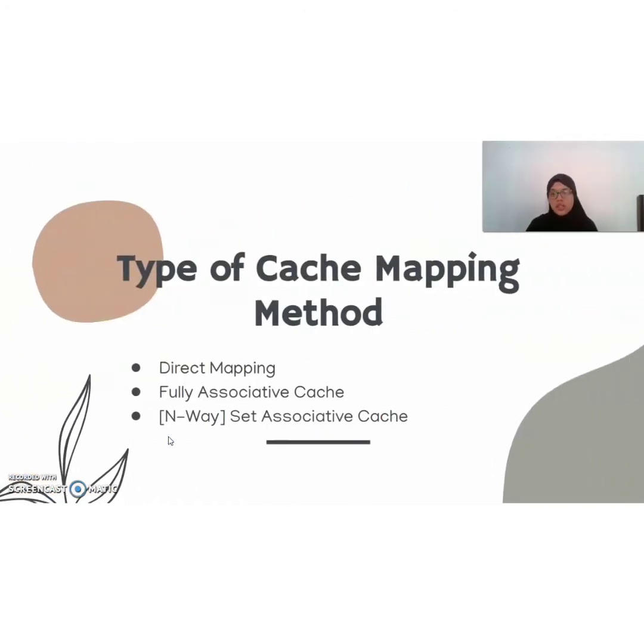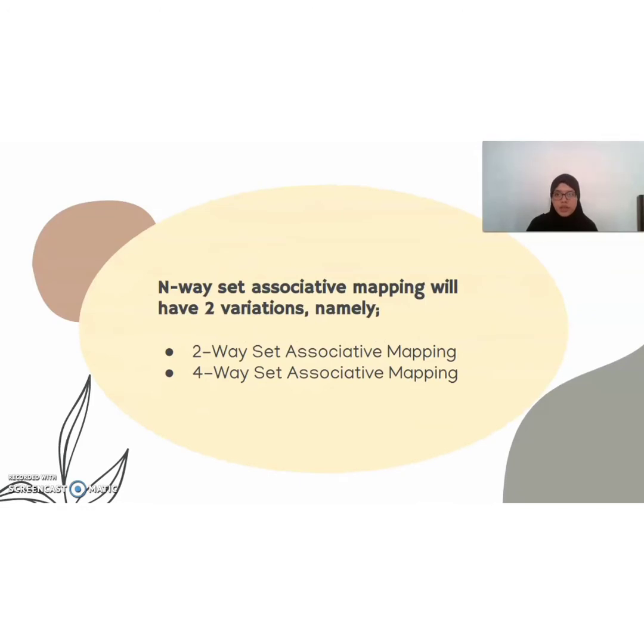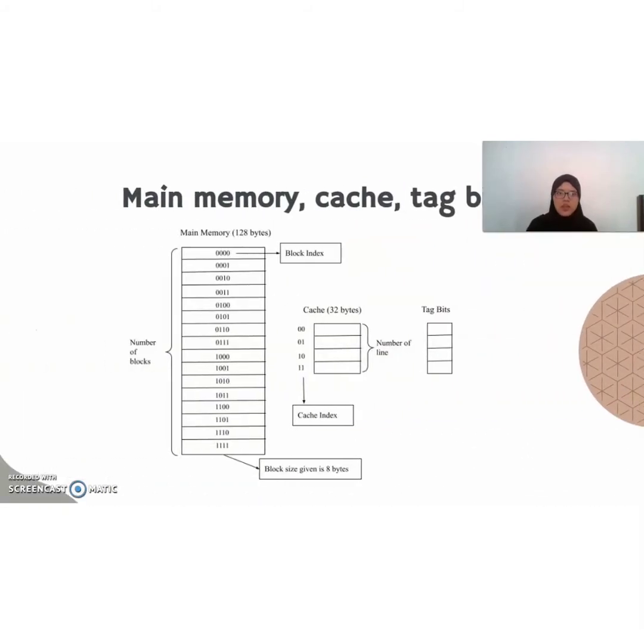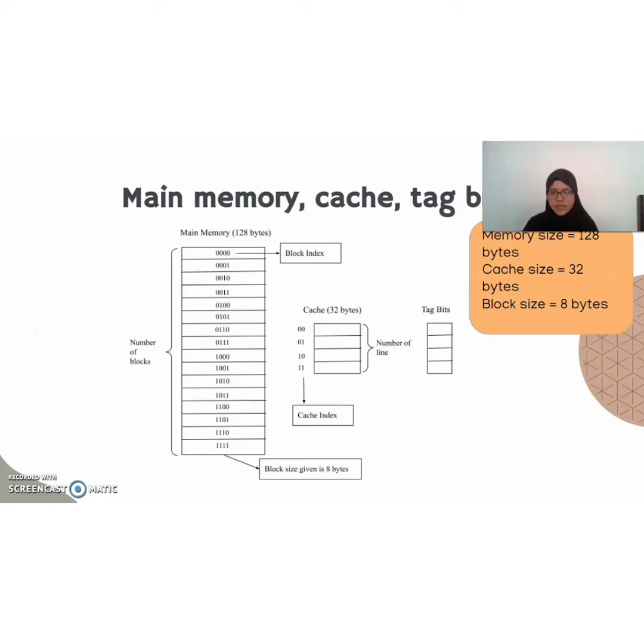So, in total, there are three types of cache mapping method, which are direct mapping, fully associative cache, and n-way set associative cache. For the n-way, in total there will be two types, which are two-way and four-way set associative mapping. In order to make our project easier, we will predetermine our memory, cache, and block sizes: memory size is 128 bytes, cache size is 32 bytes, and block size is 8 bytes.